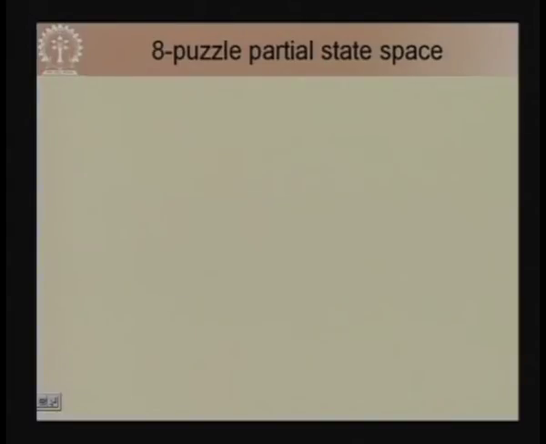So, the objective of the 8 puzzle problem is to start from the start state and reach the goal state taking the minimum number of steps. So, let us look at how we represent the 8 puzzle and how we can expand the state space of the 8 puzzle.